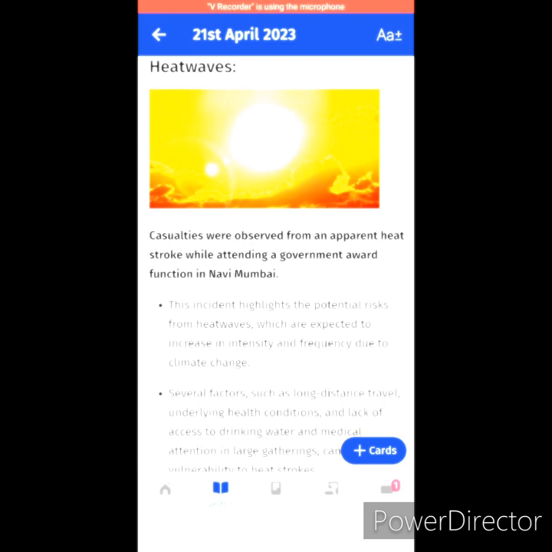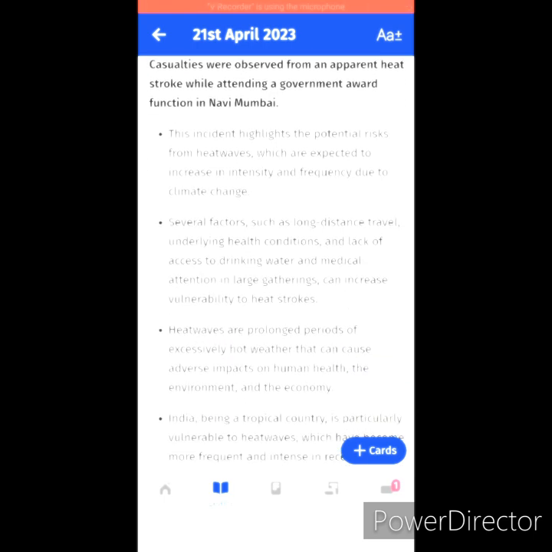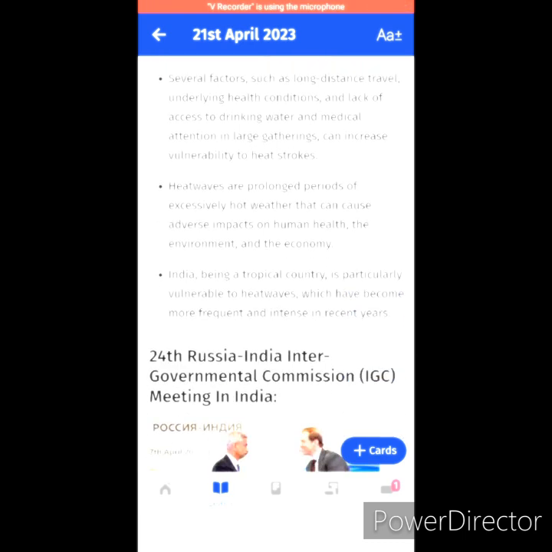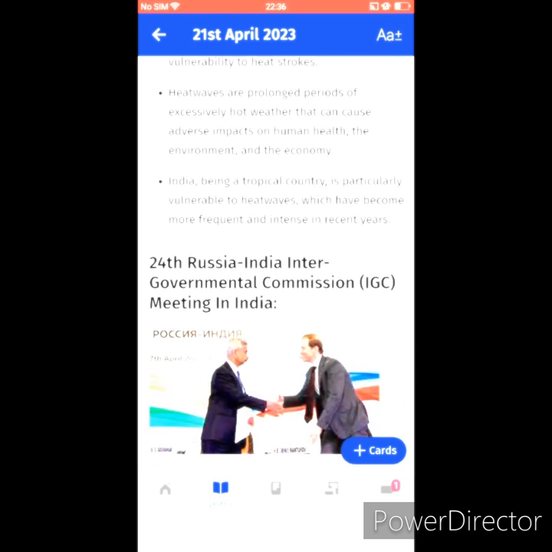Heat waves. The very next report. Casualties were observed from an apparent heat stroke while attending a government award function in Navi Mumbai. This incident highlights the potential risk from heat waves, which are expected to increase in intensity and frequency due to climate change. Several factors, such as long distance travel, underlying health conditions, and lack of access to drinking water and medical attention in large gatherings, can increase vulnerability to heat strokes.